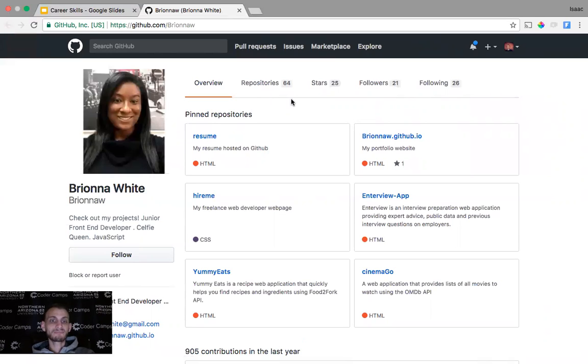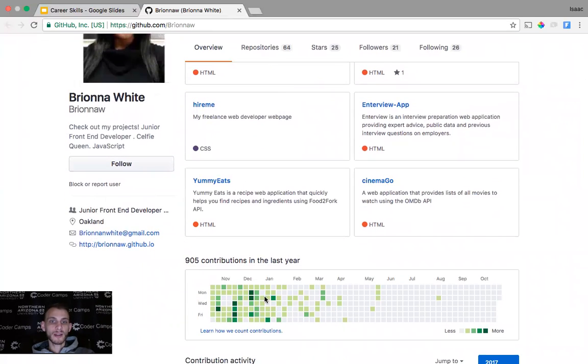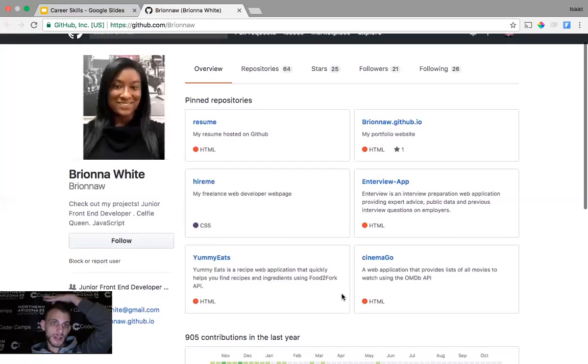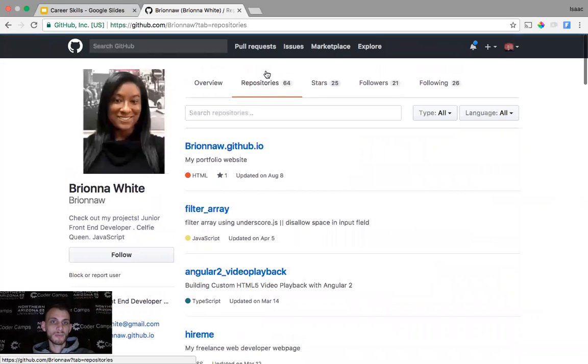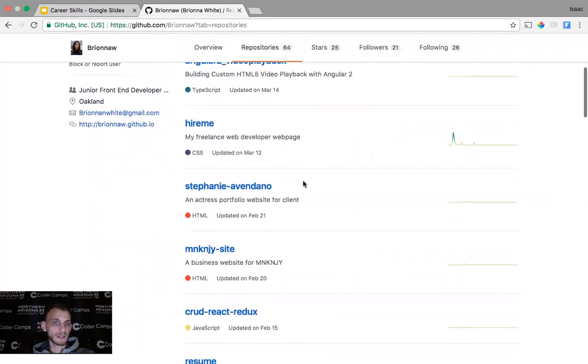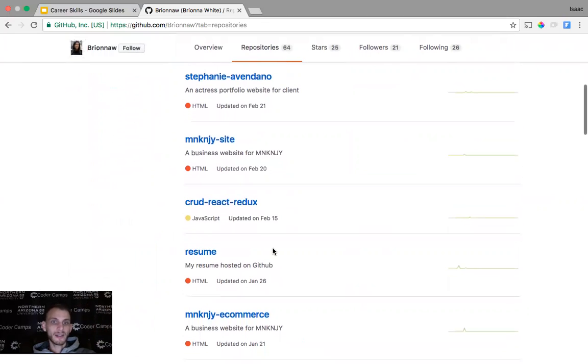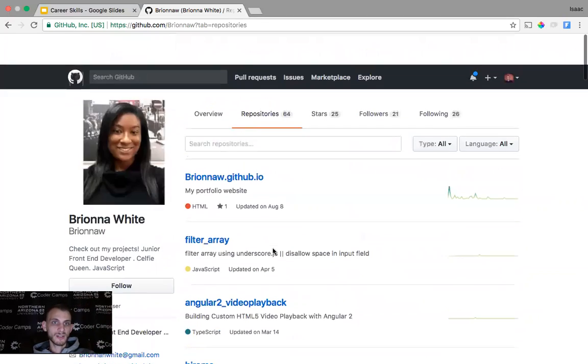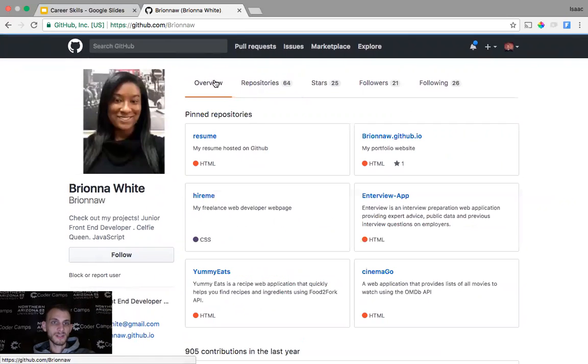Okay, as well, you might notice that she has a large amount of contributions. Okay, so although they weaned off later here, that's not such a big deal because the fact that she has a lot in the previous just shows that she's an active coder and that she actually does what she says. Okay, and you can see 64 repositories. I could go through here and I could easily get a good idea of just what this person can do by reviewing their repositories. Okay, so that's an example of a good GitHub profile.